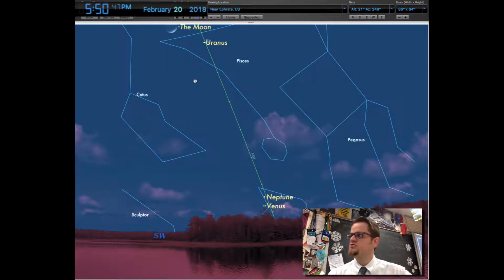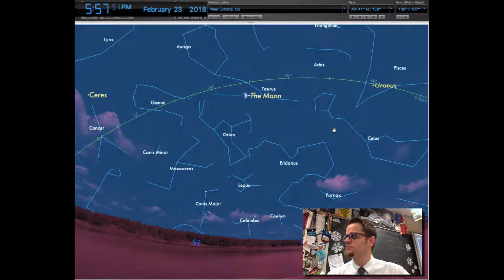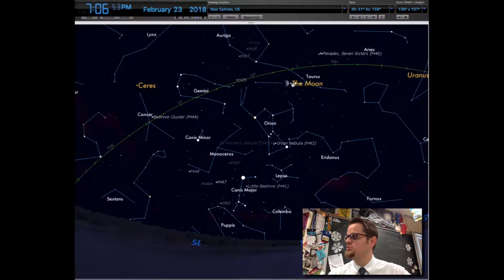And then on the 23rd is when we have the first quarter moon. First quarter moon right near Taurus there. That's the right half lit up. You can see it maybe a little bit in the afternoon, and if it's clear, during the daytime and into about midnight when it sets. And then the full moon is going to be on March 1st. So that's pretty much it for the events for February.